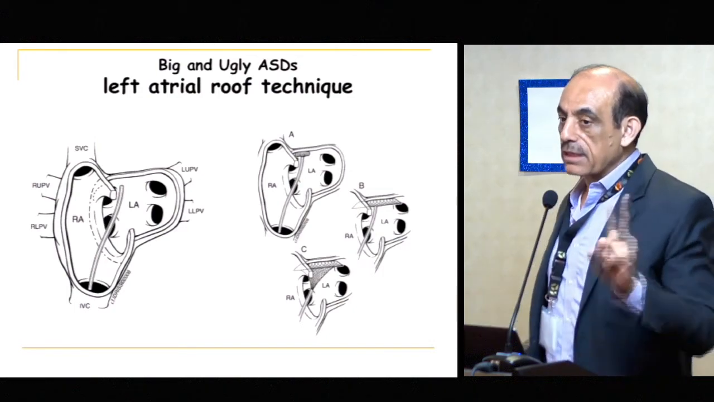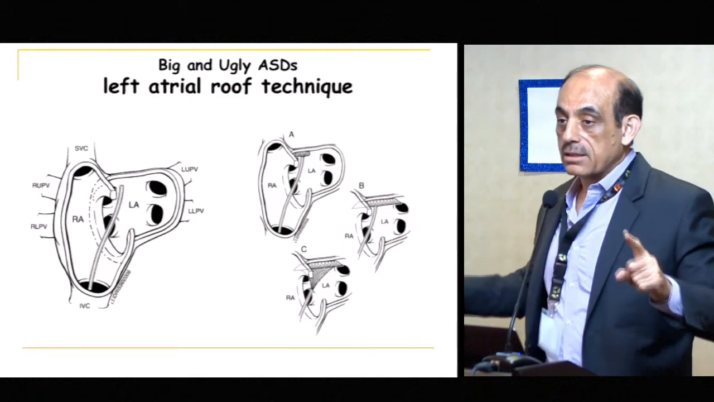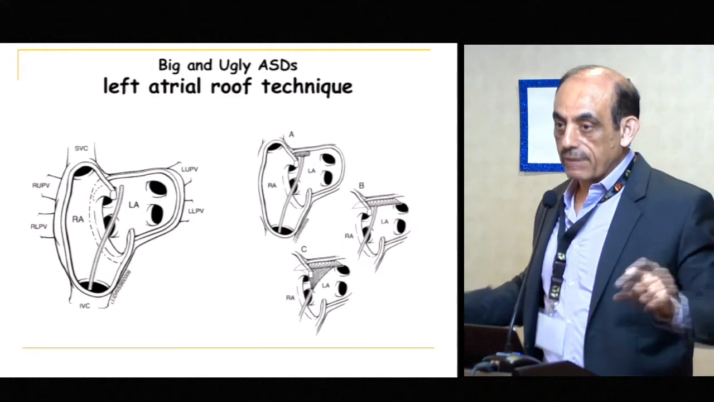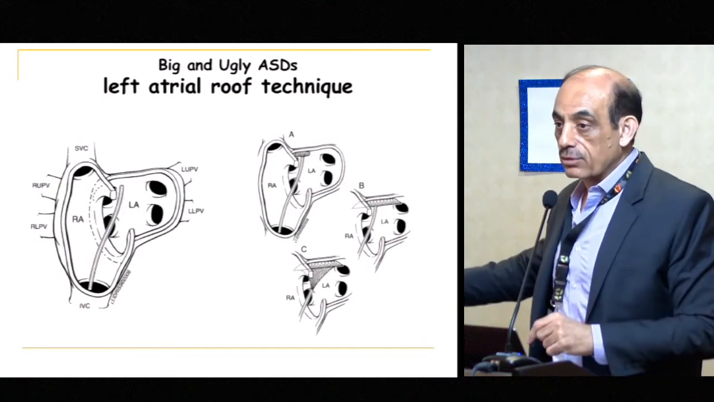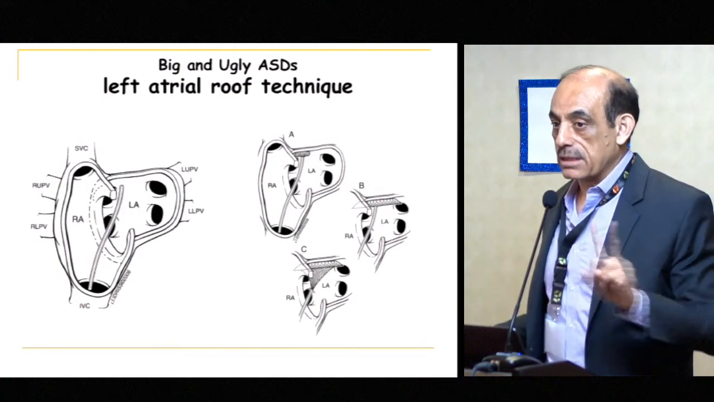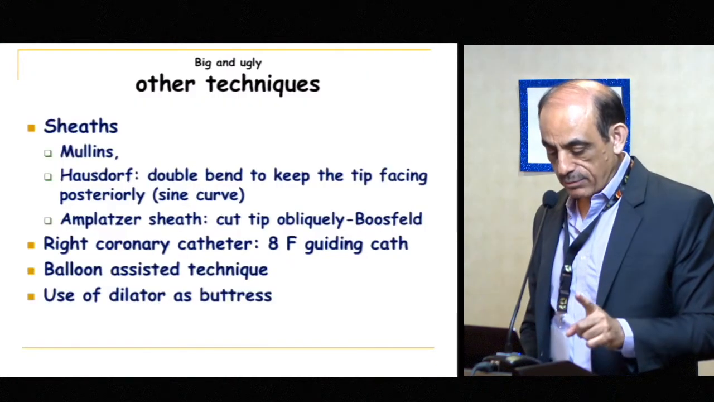The difference between the left upper pulmonary vein and the left atrial roof technique is that in the left upper pulmonary vein technique, you keep the cable taut. In the left atrial roof technique, you keep the cable pushed in. That's the only difference between these two techniques. I'm going to bypass that one too.